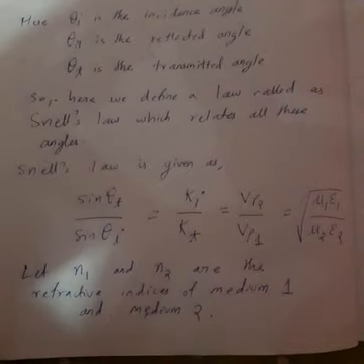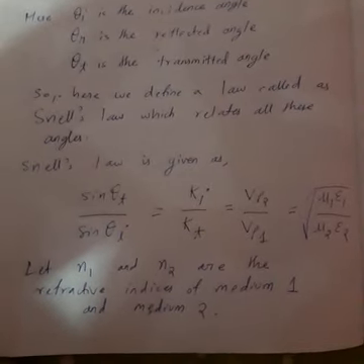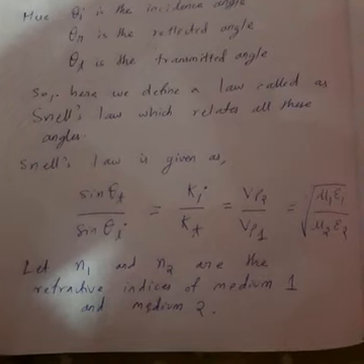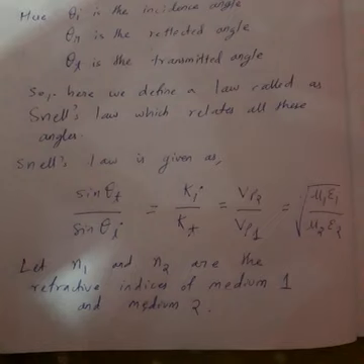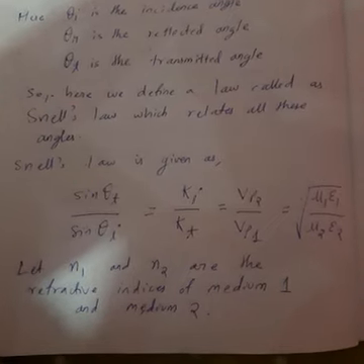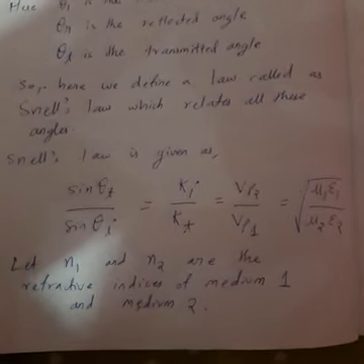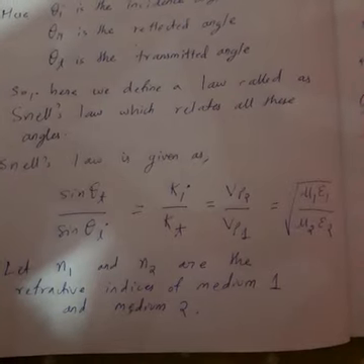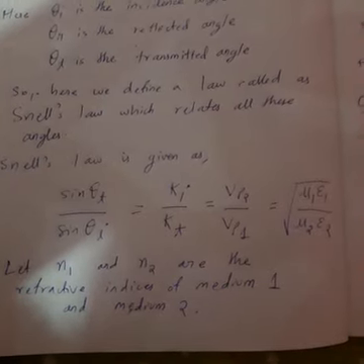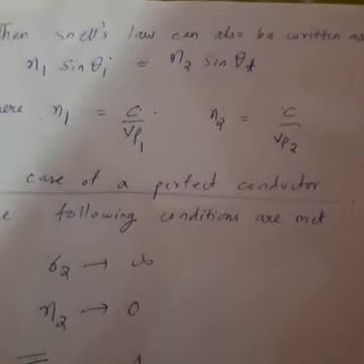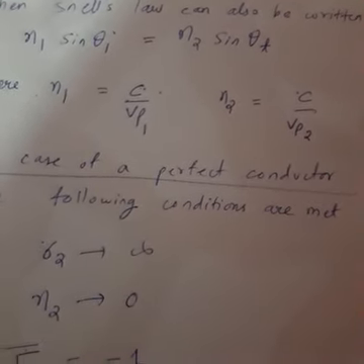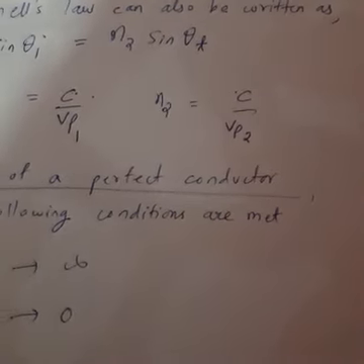Then again, what do we define? We define a new parameter called the refractive index. In terms of refractive index, the formula is N1 equal to light velocity by phase velocity of medium 1, and N2 equal to light velocity by phase velocity of medium 2. Now if you look at this formula, N1 is inversely proportional to Vp1, and N2 is inversely proportional to Vp2. So that means what?